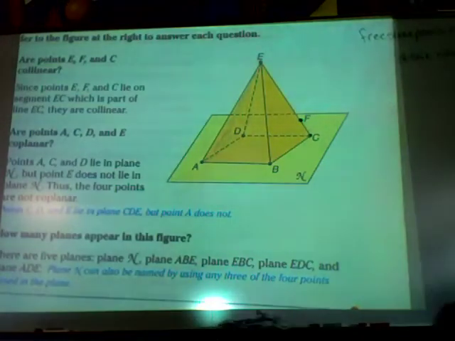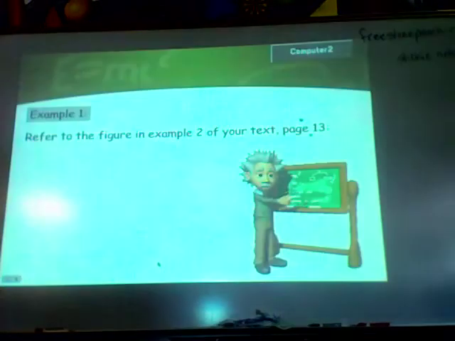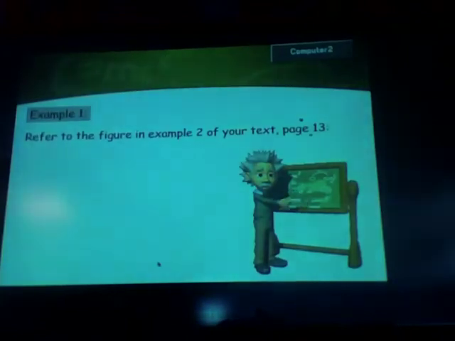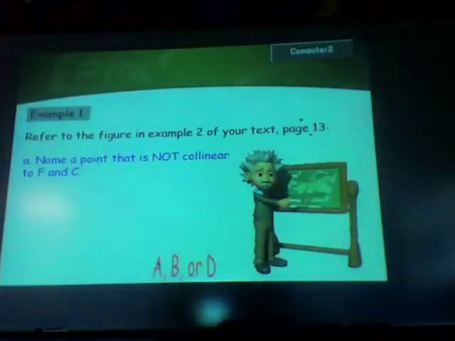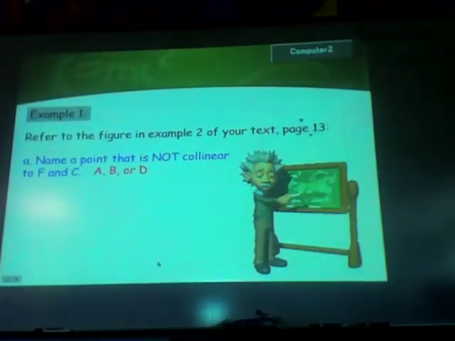So let's go back to your answers. They should look like this. Uh-oh, I think I hit it twice. Gotta love technology. Oh, there we go. All right, so here's your question, and there's your answer. So point B or D. Those are the ones that would not be collinear to F and C.